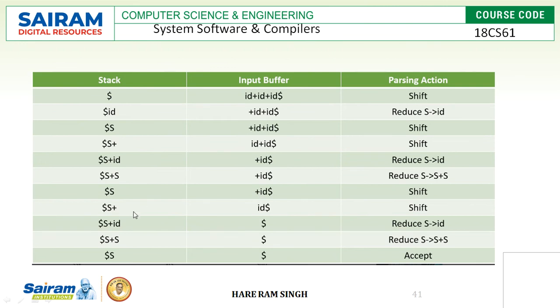Then again shift plus will be there, then shift ID will be there, and here nothing is there. Input string is empty, input buffer is empty. Now this ID can shift, can reduce S to ID, so it will be S plus S. Now again S plus S can be reduced to S. So in this stack only S is left, that is the starting symbol, and the input buffer is empty, means this input string is accepted according to the grammar.